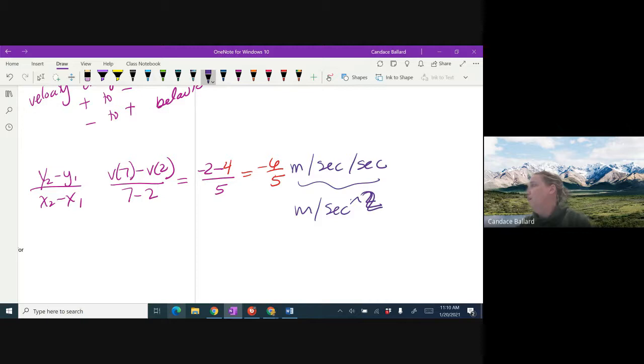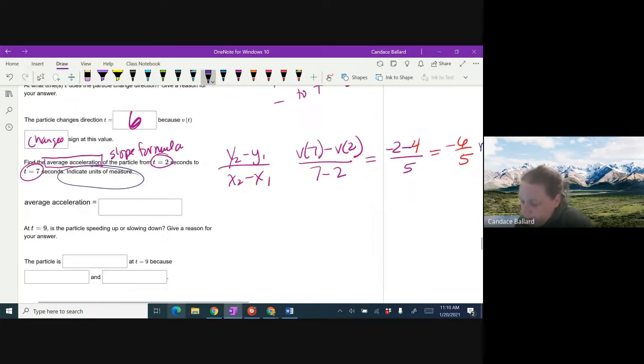Okay. And Casey, I'm glad you understand the mistake. So just know that anytime it's acceleration, it's always going to have the squared on it. Okay. All right, let's keep going.